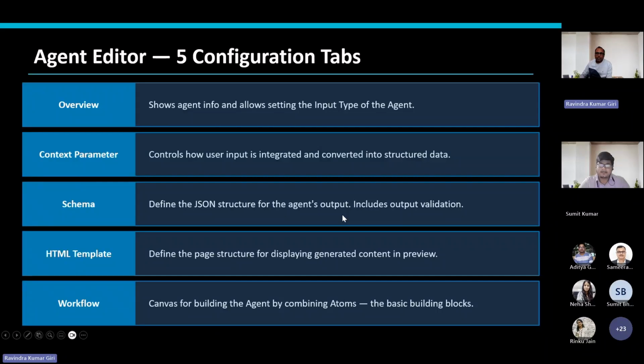I will not explain the steps now, we will talk about them in the demo. When we create a custom agent, these are the configuration tabs you will get in the Agentic Studio. You have to provide the overview and context parameter, like how we are going to put the input. The schema is a JSON structure where we explain how the output should be, to validate the output when the agent returns it, in which structure it should be. With the HTML template, we can define how to show the preview, it just displays the output in HTML format. And the workflow is a canvas for building the agents, the basic building blocks.